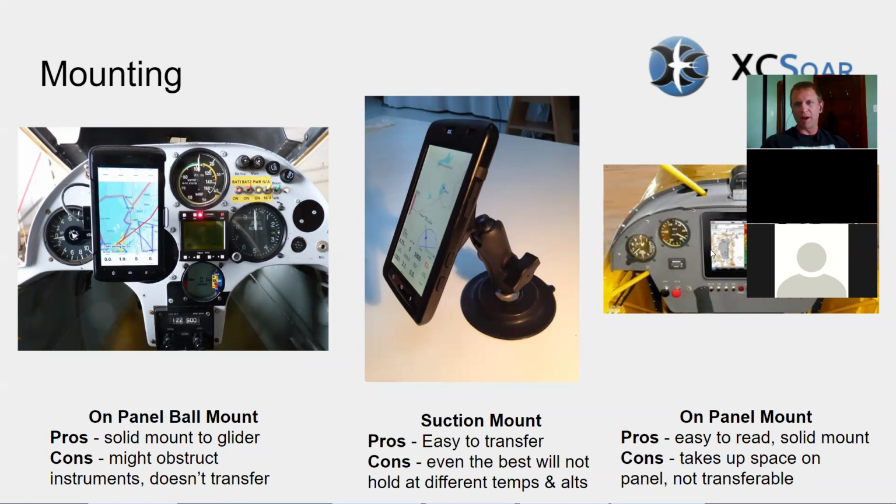And of course, there's an on-panel mount, which is more for your own glider if you want to do that. It takes up a lot of space on the panel, but it's usually one of the more sturdy mounts.